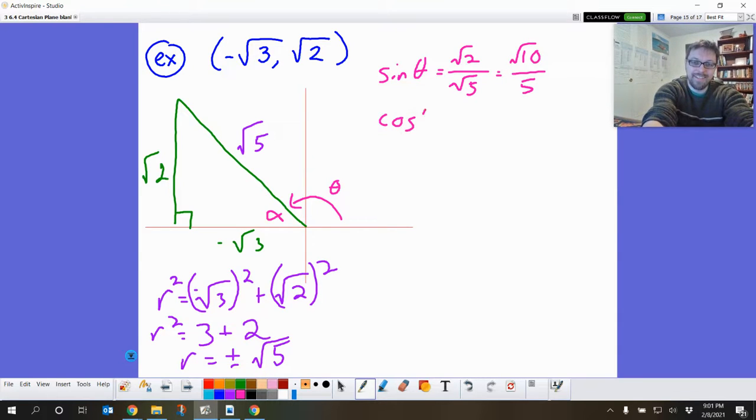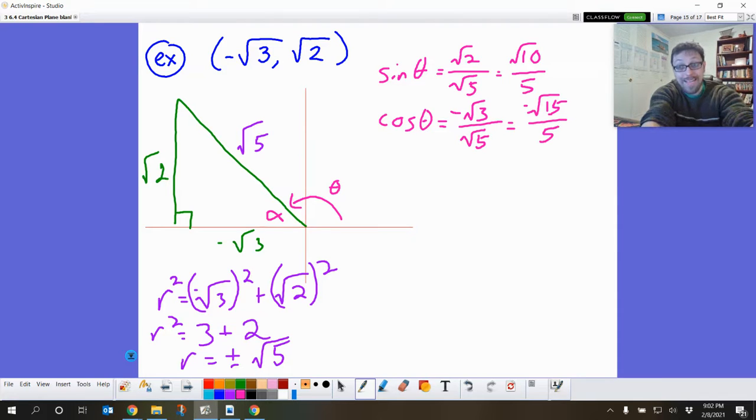Cosine of theta is going to be our adjacent side, which is negative square root of 3, over our hypotenuse, which is square root of 5. Multiply top and bottom by that square root of 5, we get negative square root of 15 over 5. Note that those are not canceling because the 10 and the 15 are stuck inside of the square root, so nothing gets to cancel.